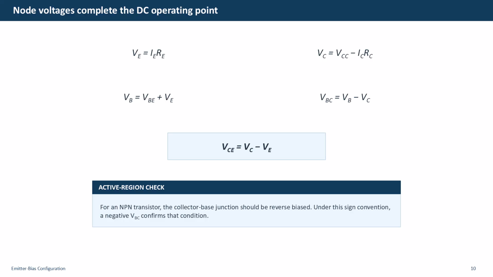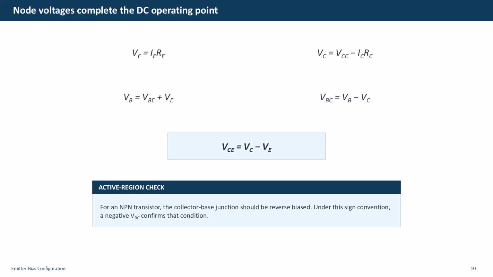Once the currents are known, the node voltages follow directly. The emitter voltage is IE times Re. The collector voltage is the supply voltage minus the drop IC times RC. The base voltage is the emitter voltage plus the base emitter drop. The base to collector voltage is VB minus VC, and the collector emitter voltage is also VC minus VE.